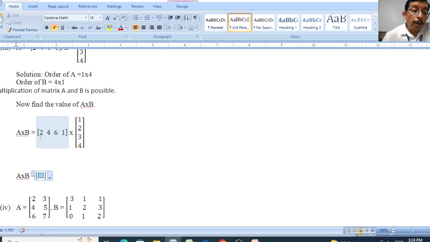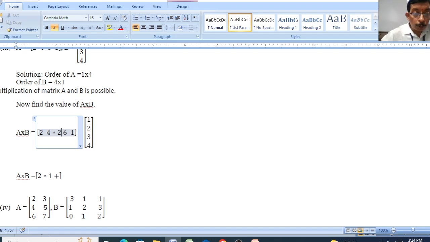Now the first row is multiplied by the first column. Only a single element is received. So 2 is multiplied by 1, then plus. The second element of the matrix is 4, the second element of the column is 2, and 4 is multiplied by 2.